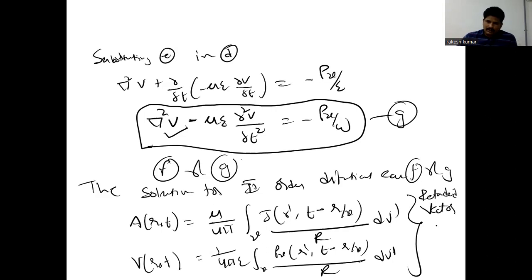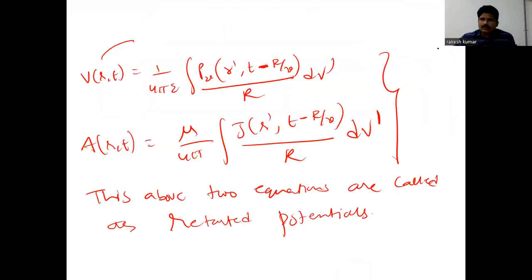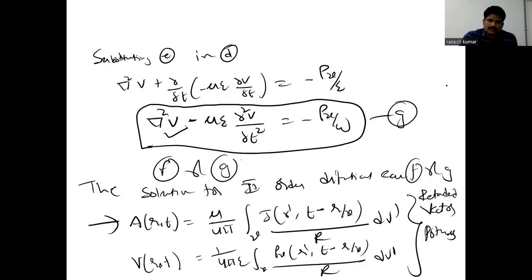This is how we get retarded vector potentials by using the heuristic approach and Maxwell's equation approach. These are the two retarded potentials by using the heuristic approach. This is by using the Maxwell's equation approach. These two equations come from the Maxwell's equation approach.